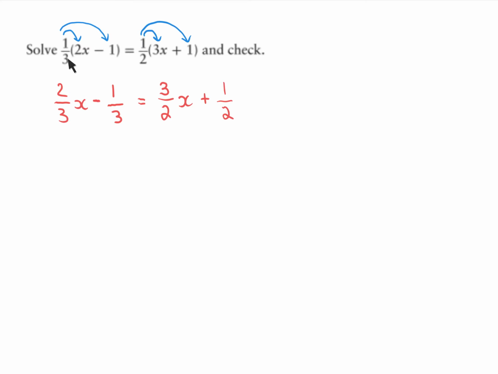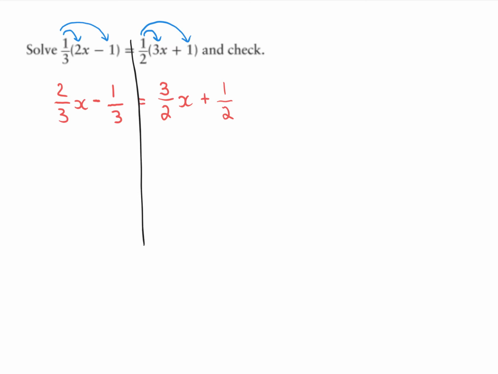So a quick recap there. I go 1/3 times 2x. I don't worry about the x, I just multiply the numbers. 1/3 times 2 is 2/3. Then I chuck the x on there. And then over here I've got 1/3 times this -1. Just know that you're taking it away still. Anything times 1 is itself. And over here, 1/2 times 3 is 3/2. Chuck the x on there. And then 1/2 times 1 is 1/2.